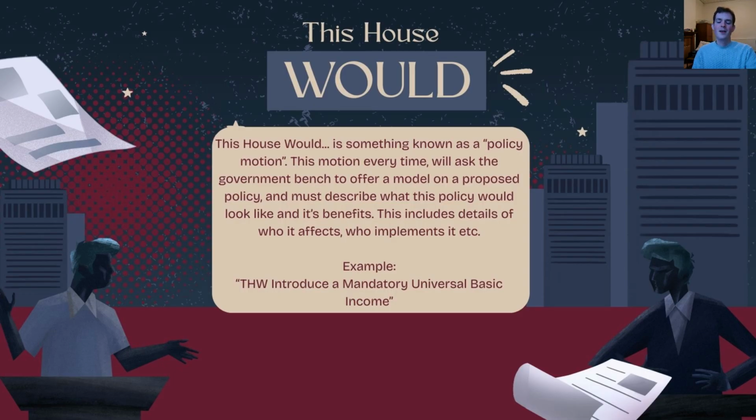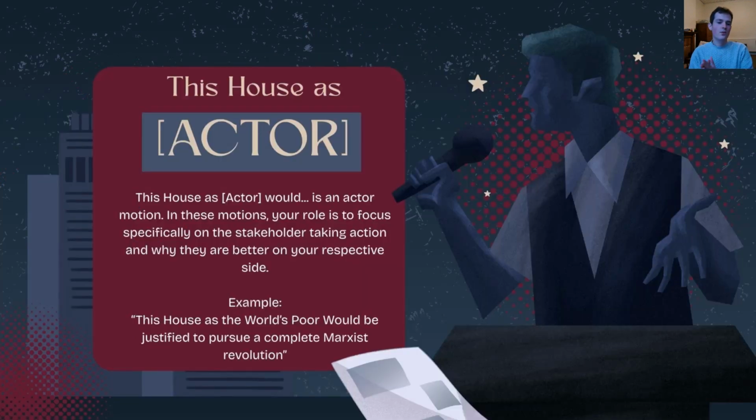able to do nowadays. So moving on, the next type of motion we have is something known as an actor motion, and an actor motion can actually tie in partially to the policy motions, but as an individual, "this house as an actor" is a type of motion where your role is to focus specifically on the stakeholder that is being discussed and why taking specific action is better on your side of the house in comparison to the other.